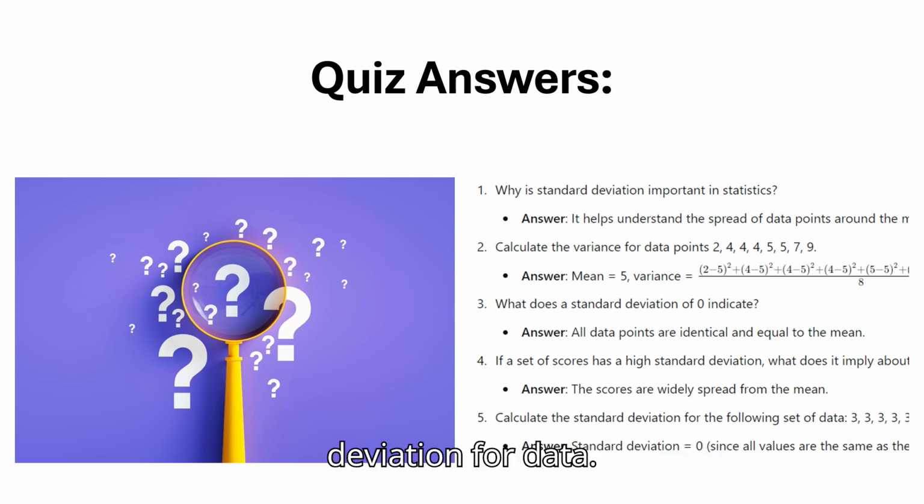Calculate the standard deviation for data: 3, 3, 3, 5, 5, 5, 8, 8, 8. Mean equals 5.5. The squared differences from the mean are 6.25, 0.25, 6.25. Variance equals 4.22. Standard deviation equals approximately 2.05.